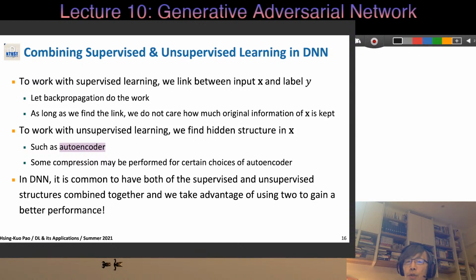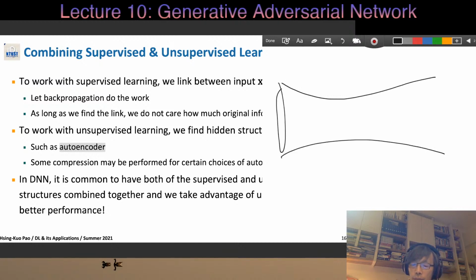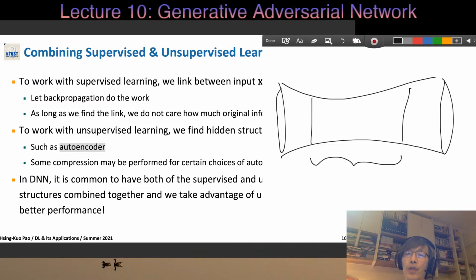When we have a deep structure, some people say the following. Maybe I can draw it like this. When we have a deep network, a lot of layers in the middle are actually devoted to finding the hidden structure in X. This belongs to unsupervised learning, meaning that we want to find highly nonlinear structure in X in an unsupervised manner. Then some part belongs to supervised learning, which doesn't need to be a lot of layers.